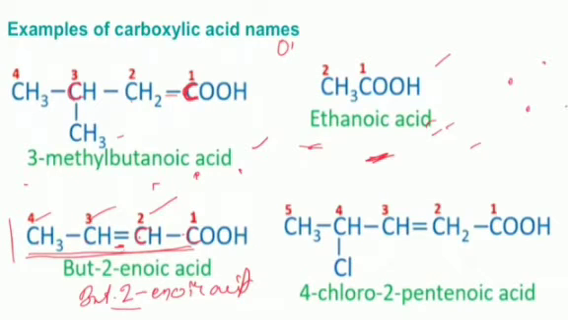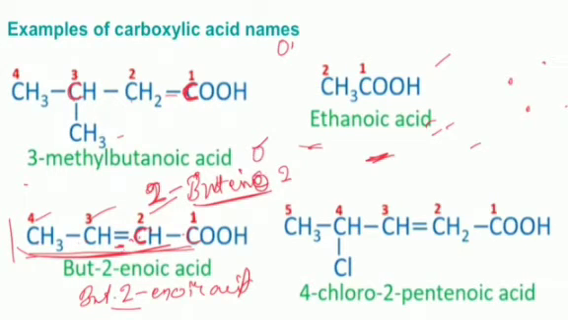And there is another way to write the name of this compound. This is the longest chain, the numbering is completed, and the position of the double bond is second. How many carbons? 4 carbons. What is the nature of this chain? It is an alkene. So a 4 carbon alkene is butene. And where is the double bond present? From the second carbon, so you have to write the position 2 before the name of the alkene. So that is 2-butene.